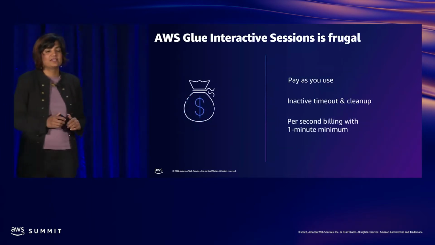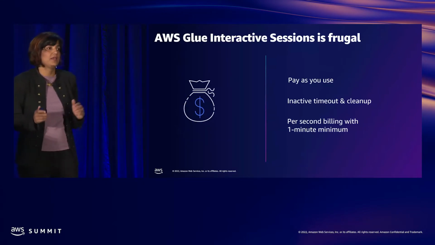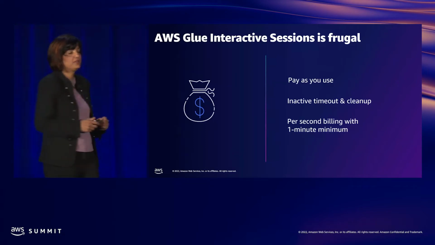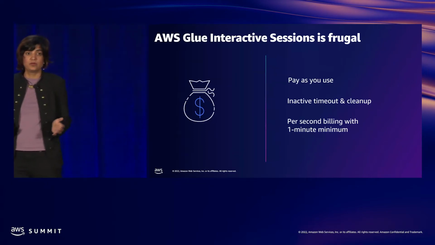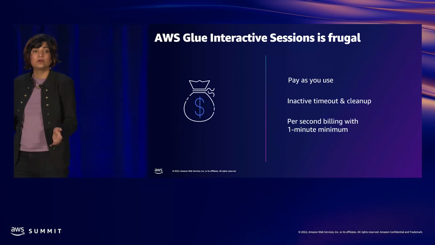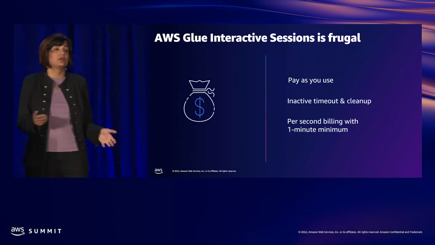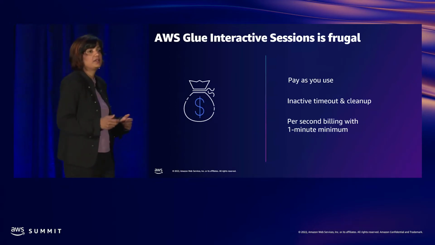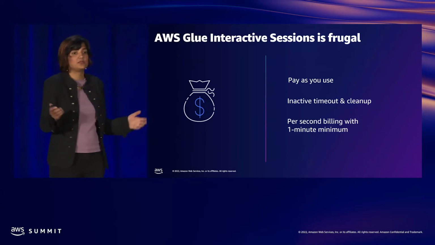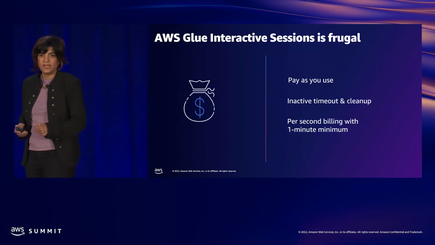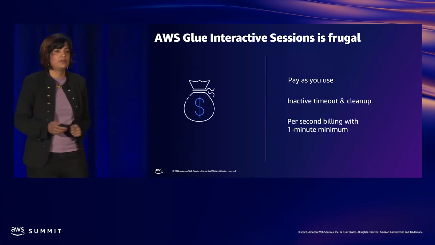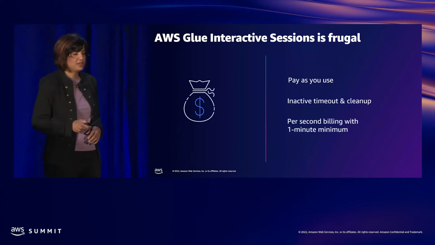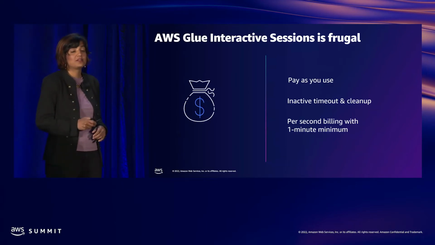AWS Glue Interactive Sessions is frugal. If you are not running your session, then we auto-terminate it for you. You can configure your own default timeouts, which work for your own applications, for your own setup. Just like AWS Glue Jobs, this is pay-as-you-go. And unlike before, you get per second billing with 1 minute minimum billing. This is a huge savings for our customers.